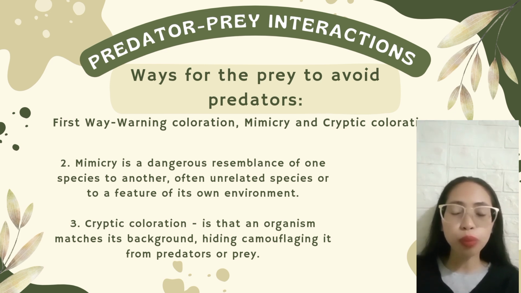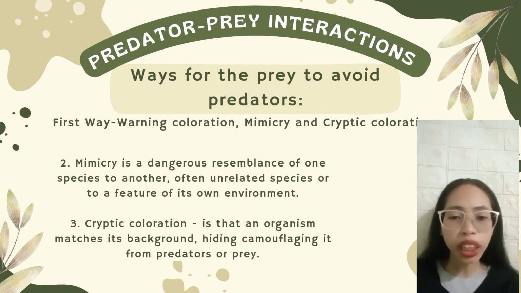Mimicry can be used for protection or hunting. On the other hand, crypticoloration helps animals blend into their environment, making them harder for predators to see. Some animals change color to match their surroundings, while others have patterns that resemble leaves, rocks, or bark. This type of camouflage increases their chances of survival.